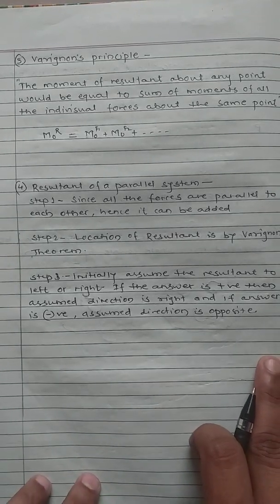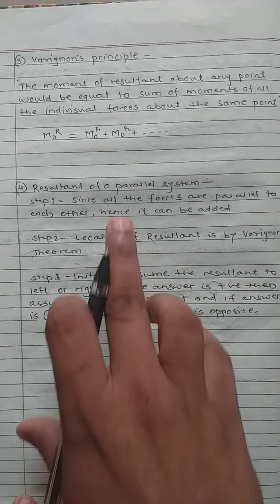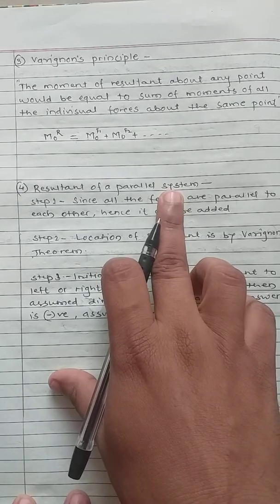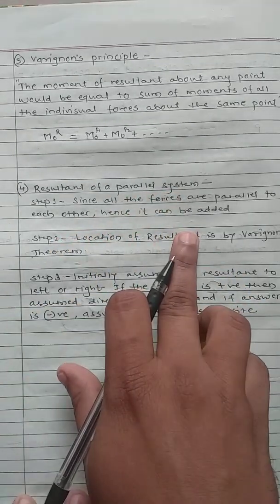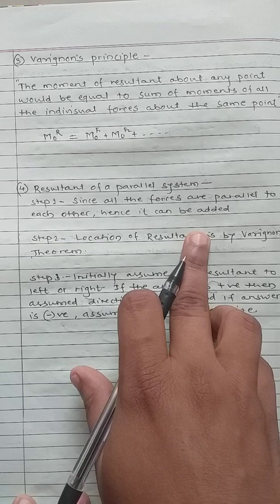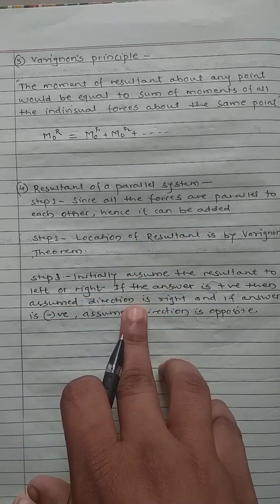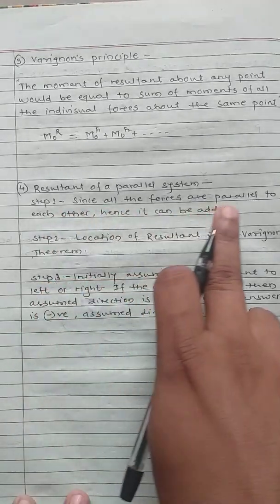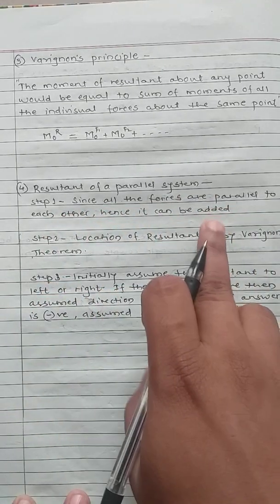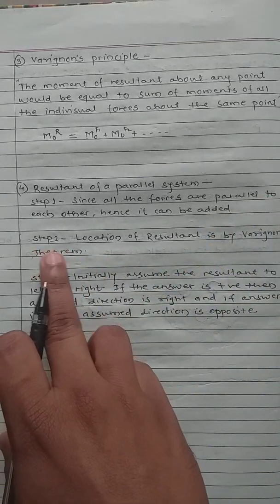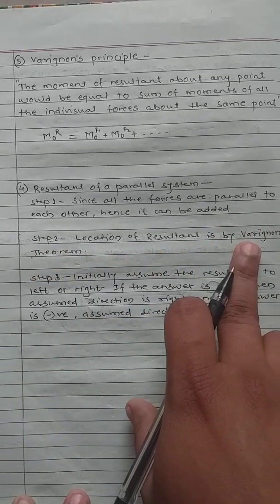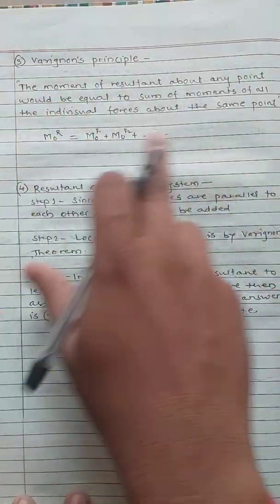Okay, now how to solve problems on parallel force systems? As it is a parallel force system, there will be forces either in the horizontal x direction or in the vertical direction, right? So step number 1: since all the forces are parallel to each other, we can add them. Okay, no doubt. Step number 2: the location of the resultant is by Varignon's theorem, that is, by Varignon's principle.